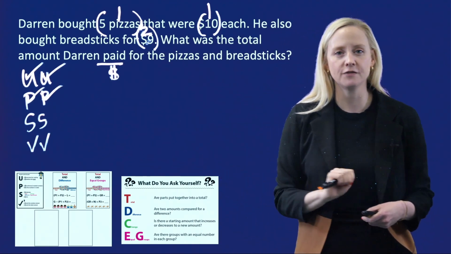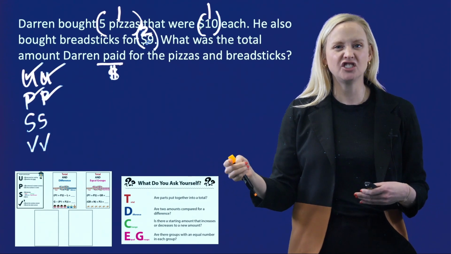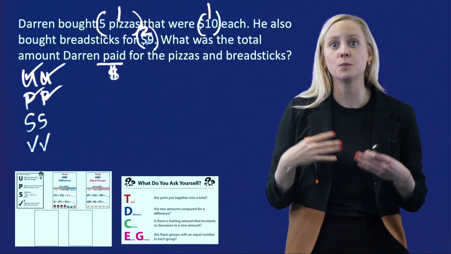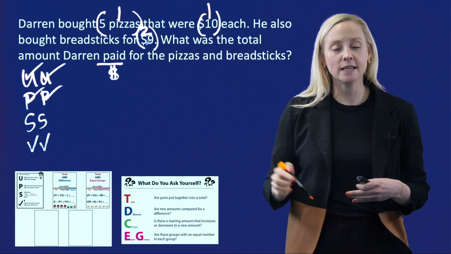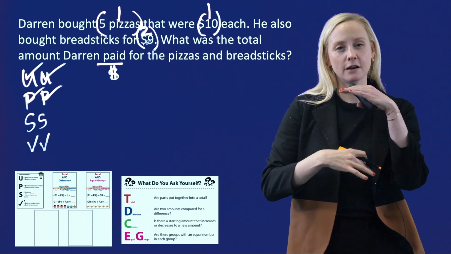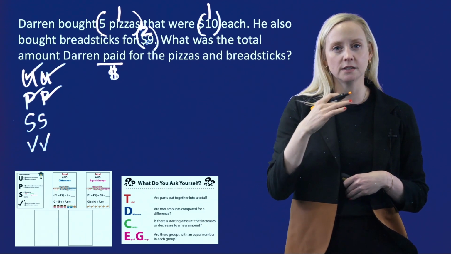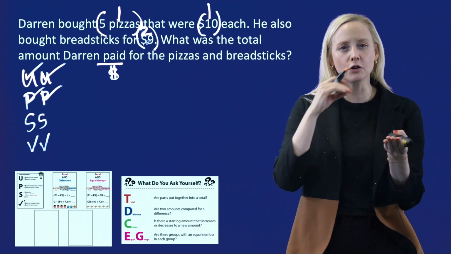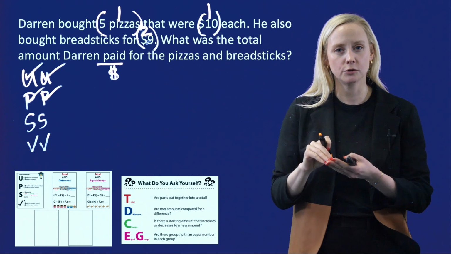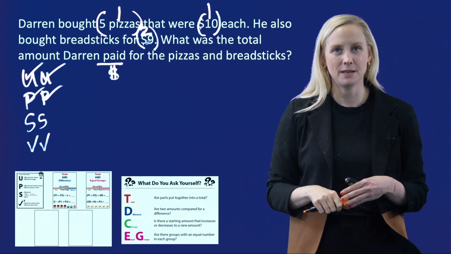So now we can move to our first S, which stands for schemas. We teach students to question and gesture as a way to help us figure out which schema we're using. So we can say: our parts put together for a total, our 2 amounts compared for a difference, is there a starting amount that increases or decreases to a new amount, or do we have groups with an equal number in each group? First, I need to figure out how much money Darren spent on pizzas.